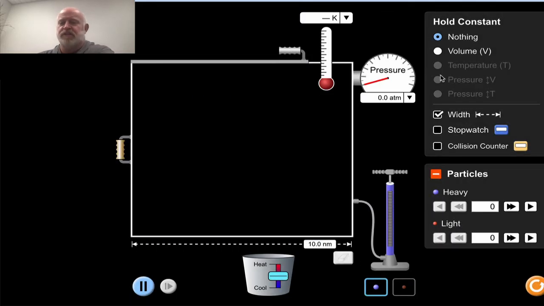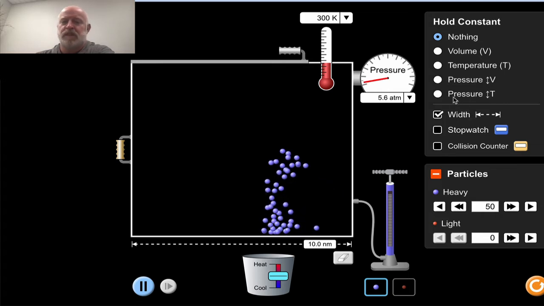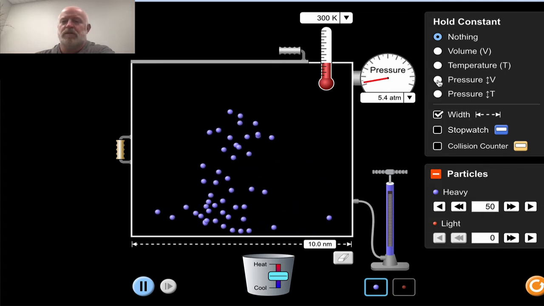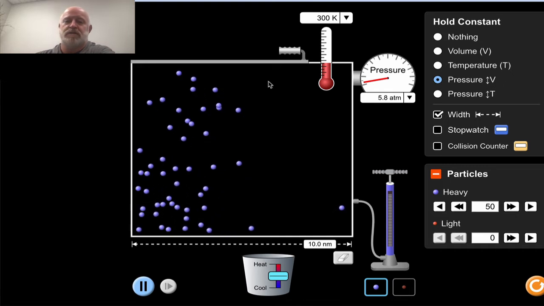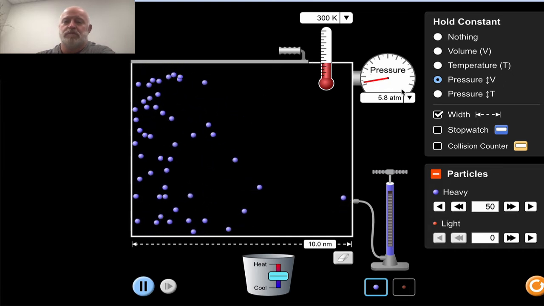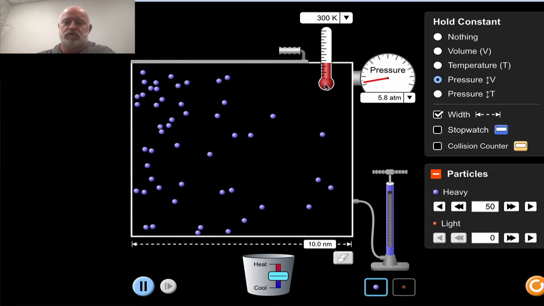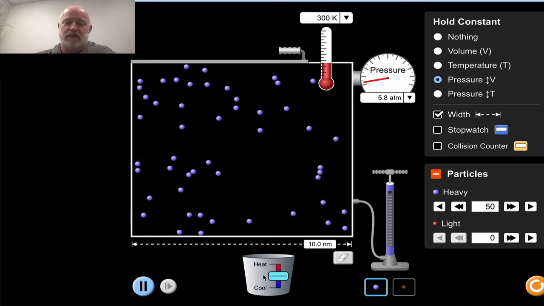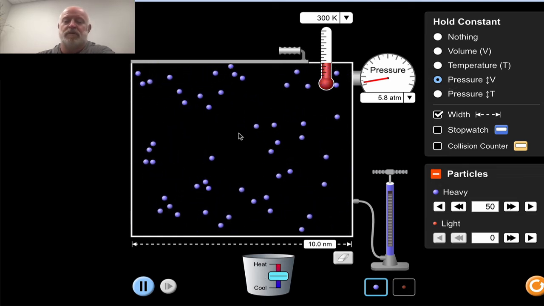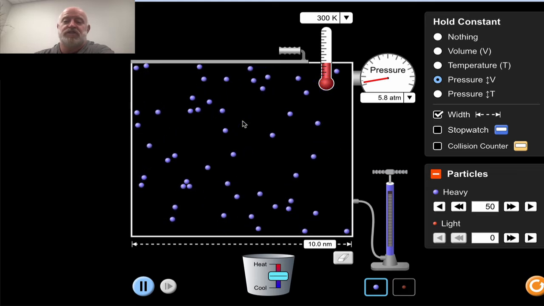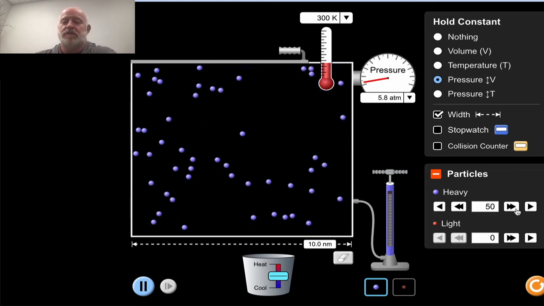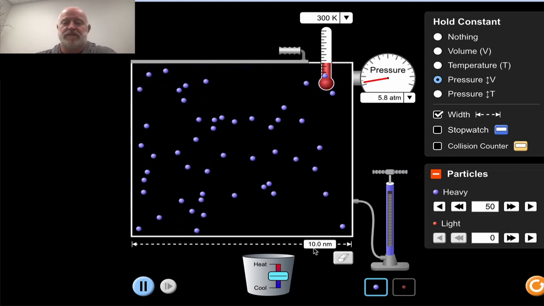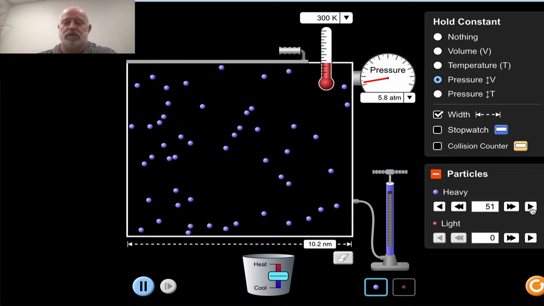Let's reset our stuff here again. And now we're going to talk about amount versus volume. Okay, so in this case, I'm going to put in, let's say, 100 particles. And I'm going to hold my pressure constant. I'm not going to change my temperature. So now as I add particles, the only thing that should change is my volume, okay? So I'm at 10 meters. I'm just going to add in, let's say, one more particle.